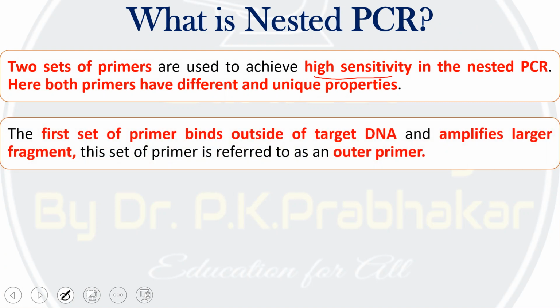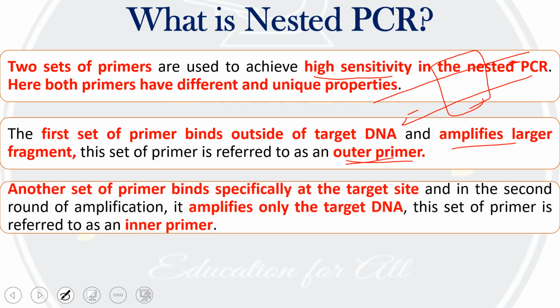The first set of primers, which is called the outer primer set, binds outside the target DNA. Like if this is my DNA and this is my target DNA, the first set of primers will bind somewhere outside this target DNA, and that's why they amplify a larger fragment of DNA, and that's why it is called the outer primer. The second set of primers binds very specifically at the target site, within the target range.